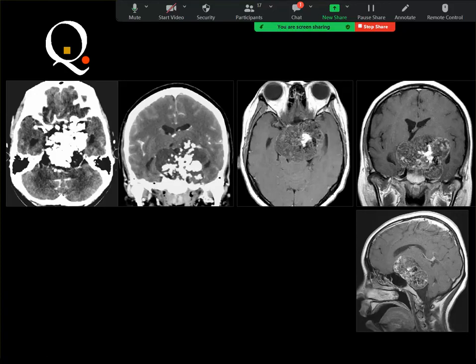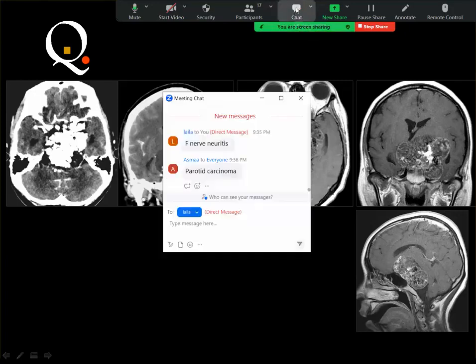And this is a case that I think is frequently seen in the exams because of the strange appearance, but the diagnosis is quite easy. And you see here, this is CT scan axial and coronal with contrast, and this is axial MRI T1, axial and coronal and sagittal with contrast.